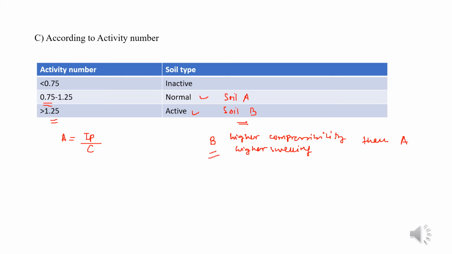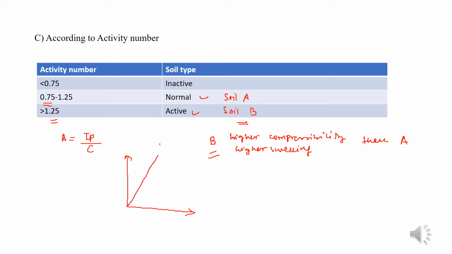Suppose we are dealing with two types, definitely B will have higher compressibility, so we will try to avoid using soil type B as a foundation material and will prefer soil type A. In this way, judging on the activity number will be helpful in determining the engineering performance or the properties of the soil. We can also show this in a graph.